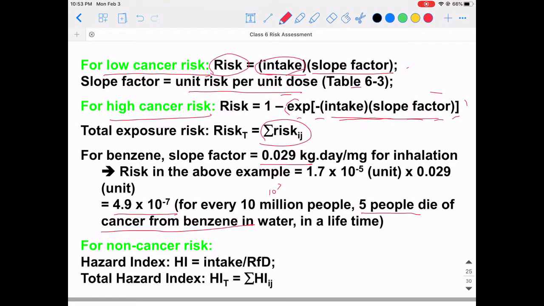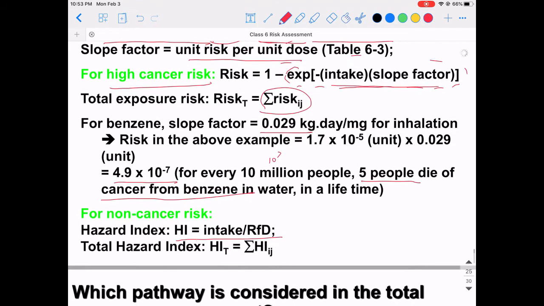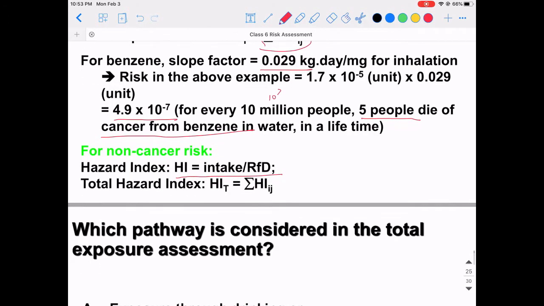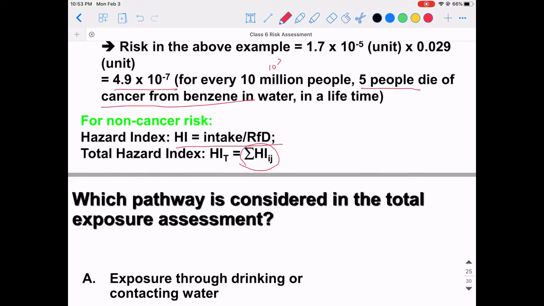So there's also non-cancer risk. Non-cancer risk, for example, the hazard index, or HI, is calculated by the intake divided by the RfD, and the total hazard index is calculated by summing all of these hazard indices together.